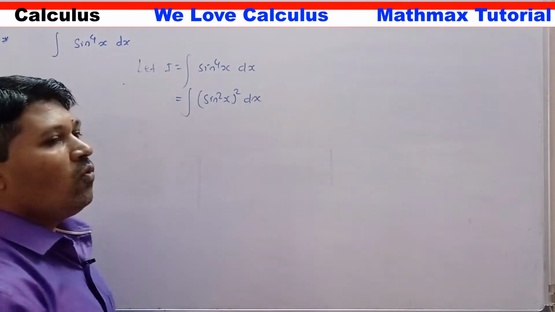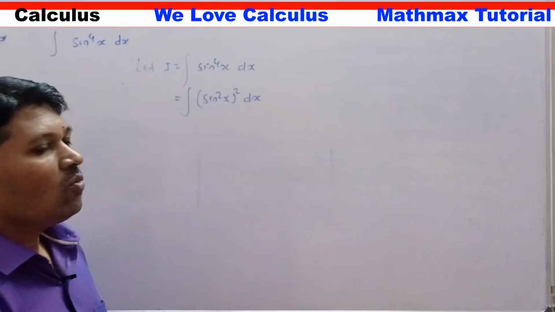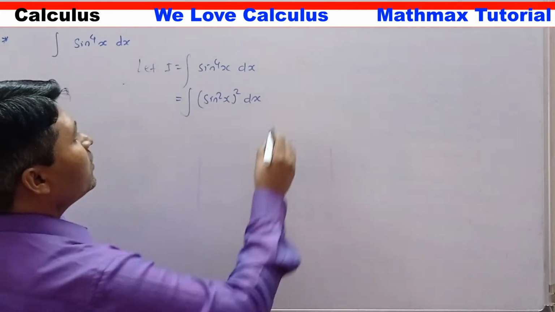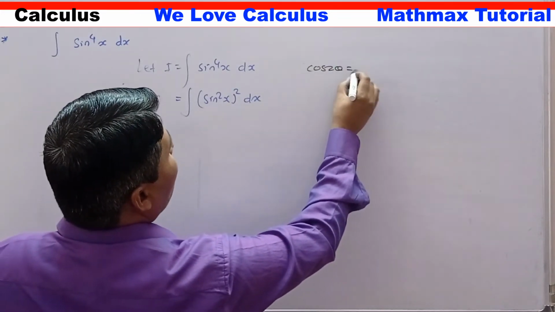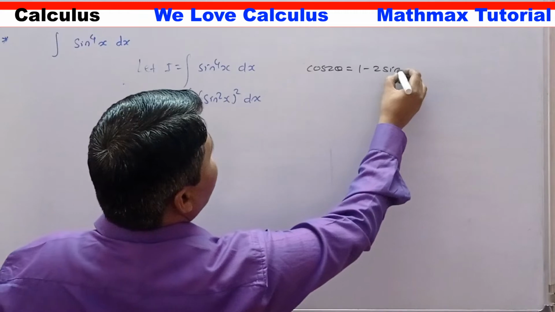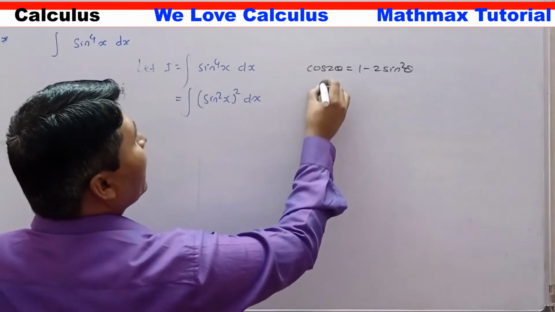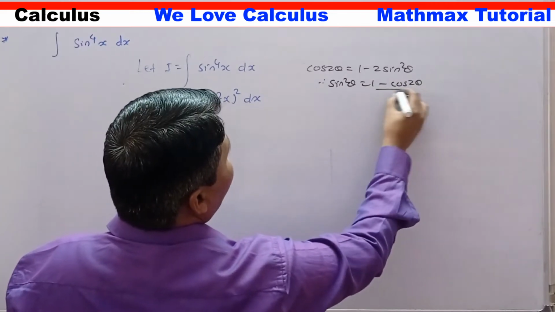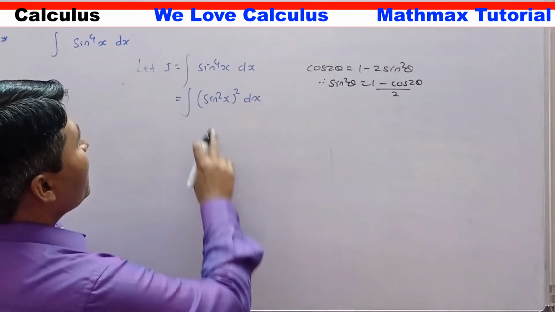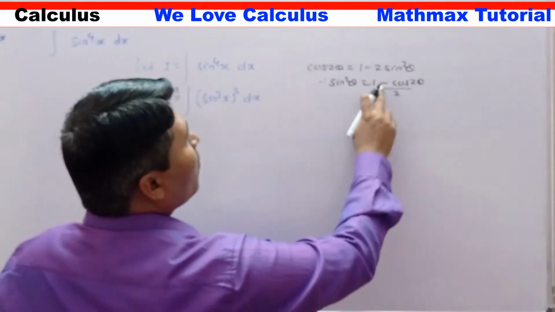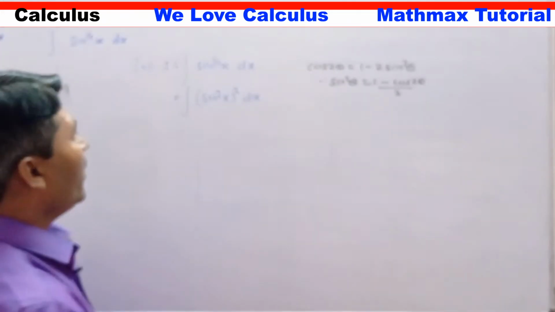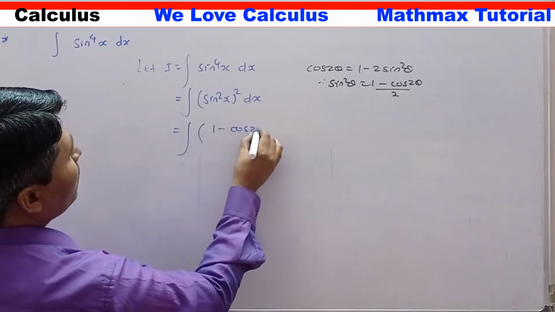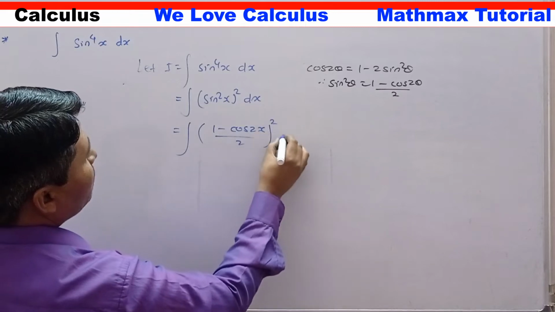Here we observe sine square x, and what is the related formula? We know that cos 2 theta is equal to 1 minus 2 sine square theta. Then we get sine square theta is equal to (1 minus cos 2 theta) divided by 2. Here we can replace sine square x with (1 minus cos 2x) divided by 2. Then the simplification becomes ((1 minus cos 2x) divided by 2) whole square dx.